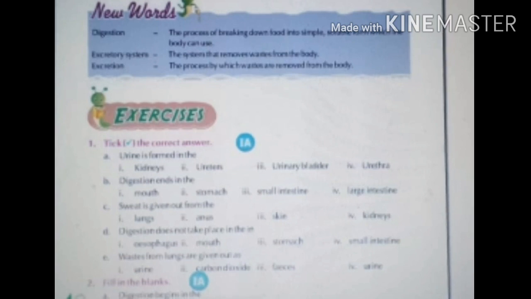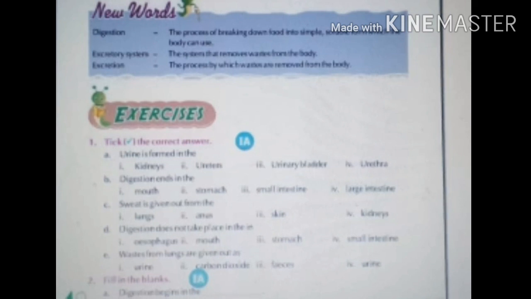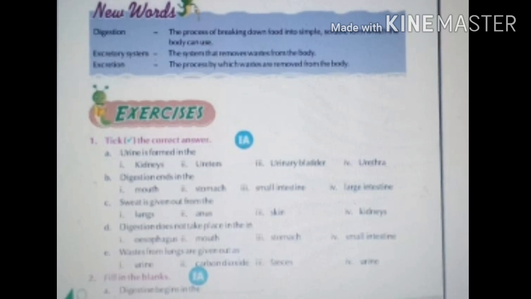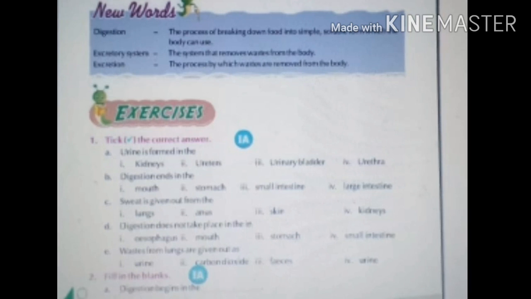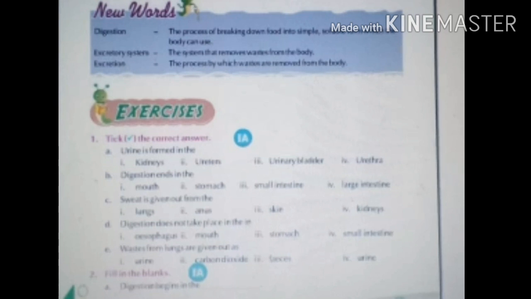Next is, digestion does not take place in the esophagus, mouth, stomach, small intestine. The right answer is esophagus, or you can say food pipe. Here the digestion does not take place. Next question is, waste from lungs is given out as urine, carbon dioxide, feces. Again the urine option is given. So the right answer is, the waste from the lungs is given out as carbon dioxide.